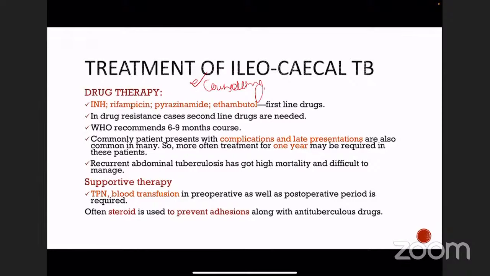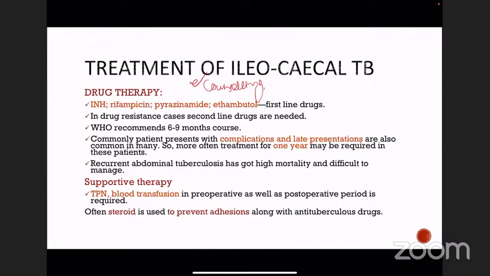We have to give not just the antitubercular drugs, but also supportive treatment like TPN and blood transfusion in the pre-operative as well as post-operative period if the patient requires surgery. And if the patient does not require surgery, we have to make the patient understand about a proper diet, a high-protein diet. This patient must be malnourished or of low immune status; other than the 10% of young individuals who have good immunity, they also have somewhat lower immunity than normal people. That is why they get this infection, and that is why we need to boost immunity.